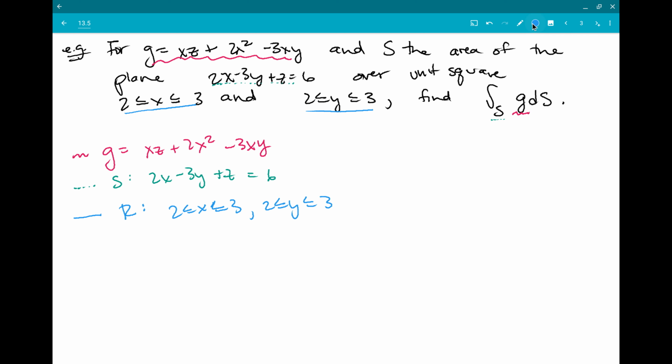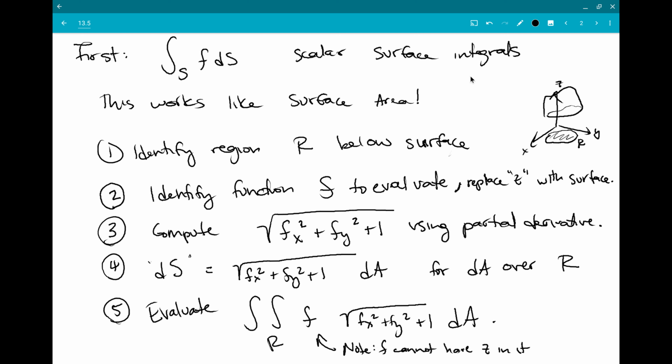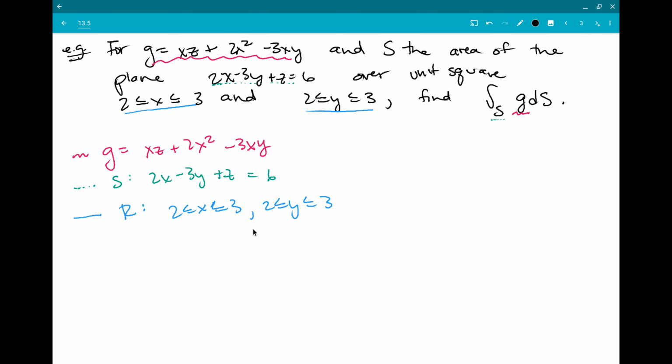So now that we know what all the different pieces of this are, let's go ahead and try to work with them. So our first step is to identify the region R below the surface. So I did that. They gave it to me. It's 2 less than or equal to x less than or equal to 3. So if I wanted to, I could go ahead and say that x is going to go from 2 to 3, and y is going to go from 2 to 3.